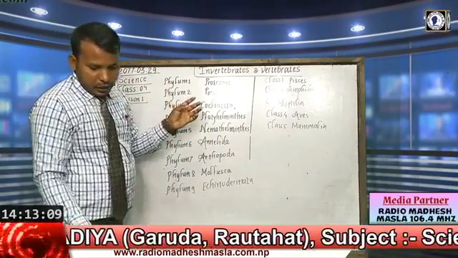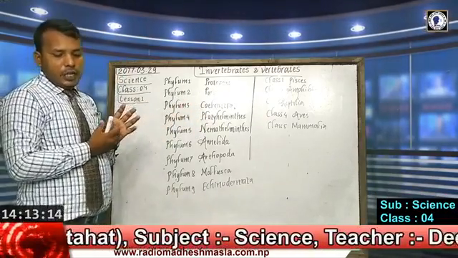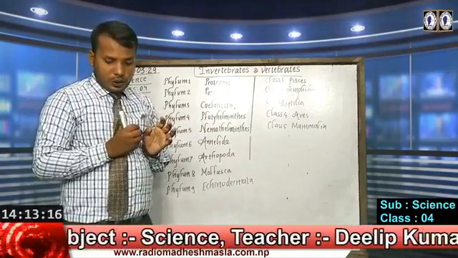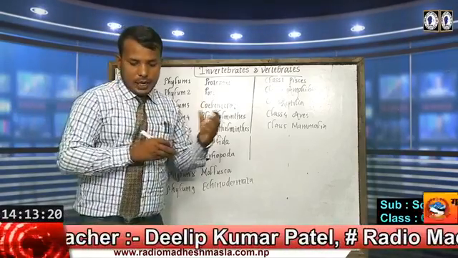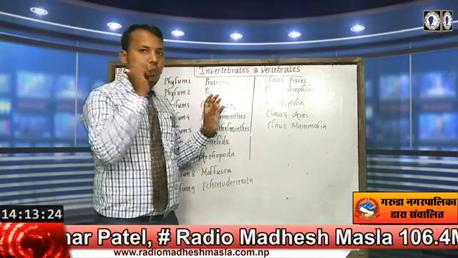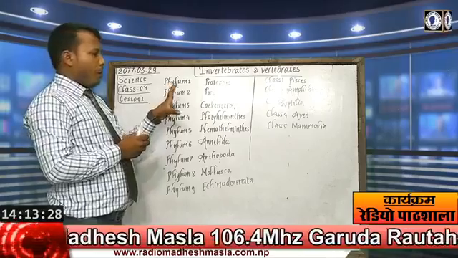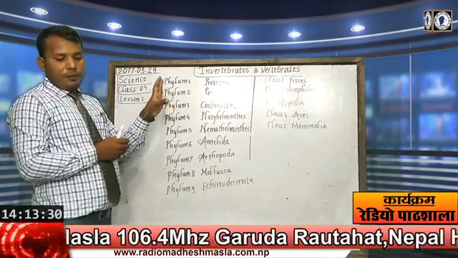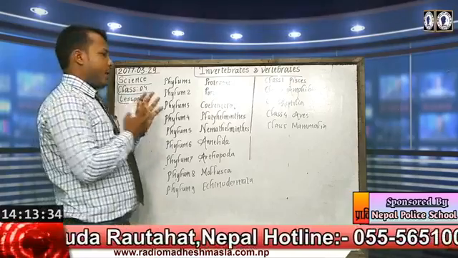Next, Porifera. This phylum includes those animals which bear pores on their body. Pores means holes on their bodies. Their body is made of many cells, so they are called multicellular animals.